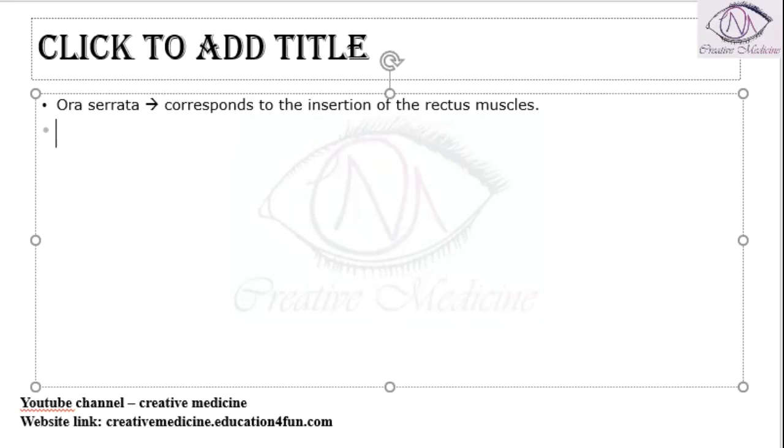If you look at the ora serrata, its thickness is around 0.10 millimeters. The surface area of the retina is around 266 millimeters square.